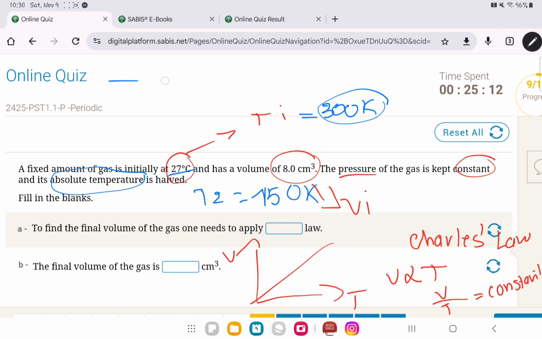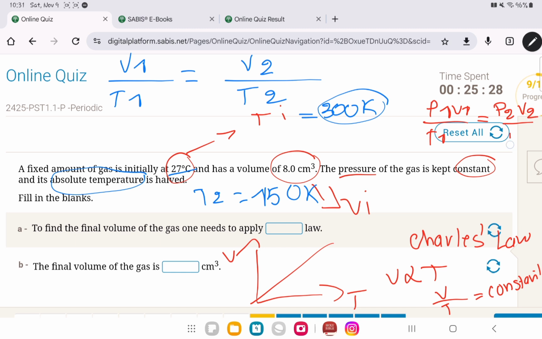Okay, so then it becomes volume 1 over temperature 1 is equal to volume 2 over temperature 2. Alright? How did we get it? We got it from the equation P1V1 over T1 is equal to P2V2 over T2. So then what happens is you're going to cancel the pressure since it's constant, and then you get V1 over T1 equals V2 over T2. Substituting, we are going to get then that 8 over 300 is equal to volume 2 over 150.